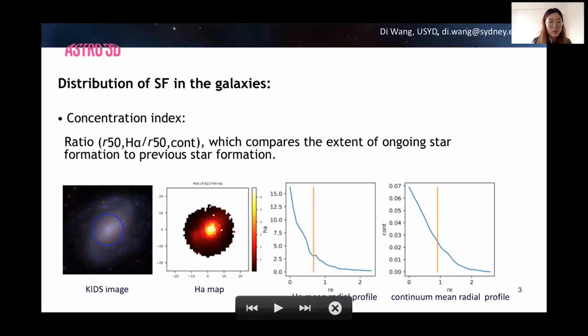And here I'm showing the SDSS image of this galaxy, and the blue circle shows the SAMI IFU region. The second one is the H alpha flux map. The two others are the mean radial profiles, which show how we create the concentration index.